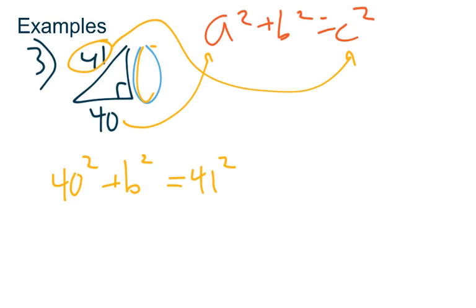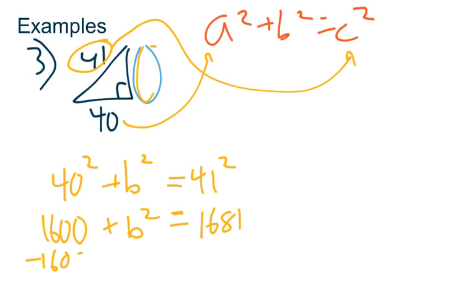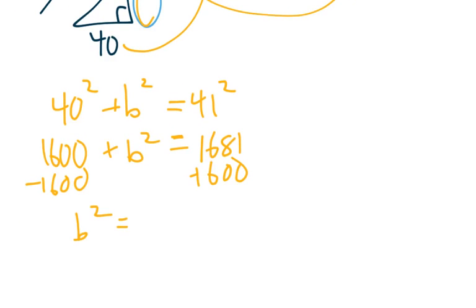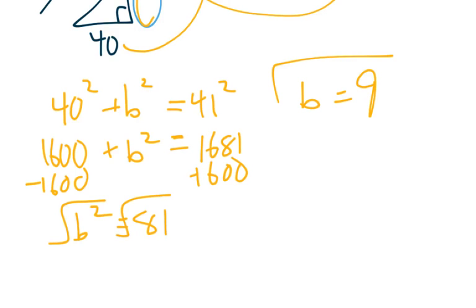Now again, you have to use order of operations. It might be really tempting to subtract 40 from both sides and then be like, hey, it's 1 squared and it's easy. No, you got to see it through all the way. So 40 squared is 1600 plus b squared is equal to 41 squared, which is 1681. Subtract 1600 from both sides. So here we have to do a little more solving to get b squared by itself. And so b squared now equals 81. Take the square root, and b has to equal 9. Okay, let's do another example so you get a good look at that.